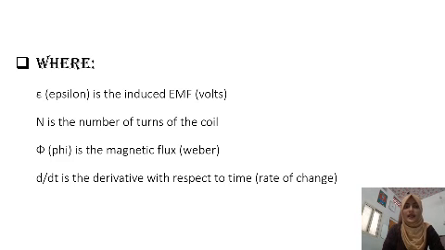Epsilon is equal to minus N d phi by dt, where epsilon is the induced EMF, with units in volts. N is the number of turns of the coil, and phi is the magnetic flux in Webers. d phi by dt is the derivative with respect to time, the rate of change.